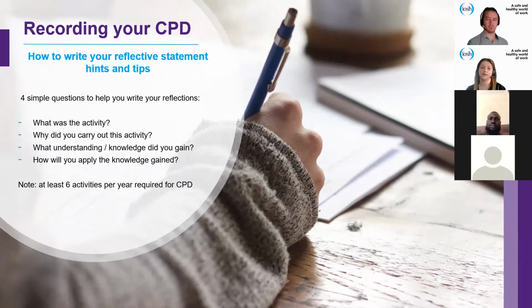Now, within them activities, we ask you to write a detailed reflective statement. Now, the reflective statement should include these 4 questions. So the first one is, what was the activity? The second is, why did you carry out that activity? The third is, what was the understanding or knowledge you gained from that activity? And how did you apply the knowledge gained? As long as you're including all of this information into your reflective statement, that is all that we need. Again, we're not after essays, just an overview of what that activity entailed.